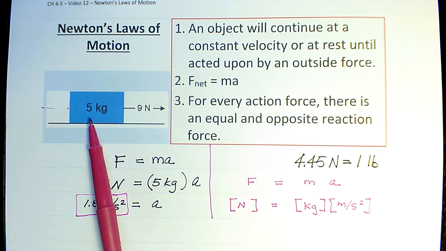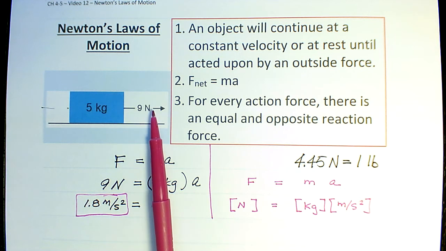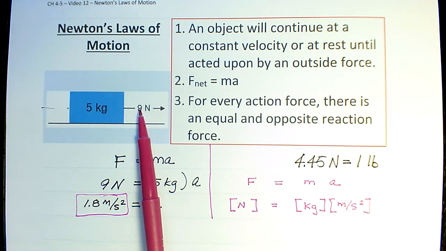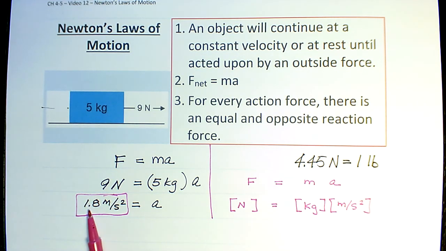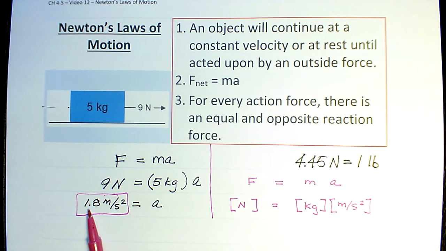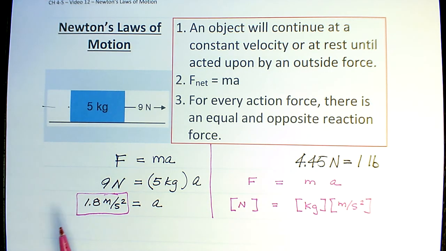So in everyday terms, if you exert 9 newtons of force on the block by pulling on it with a rope or a tiny rocket engine or what have you, the block is going to accelerate at 1.8 meters per second squared. This is not the speed of the object, this is the rate of change of the speed of the object, or the velocity, if we're talking about vectors. So 1.8 represents the change in velocity.